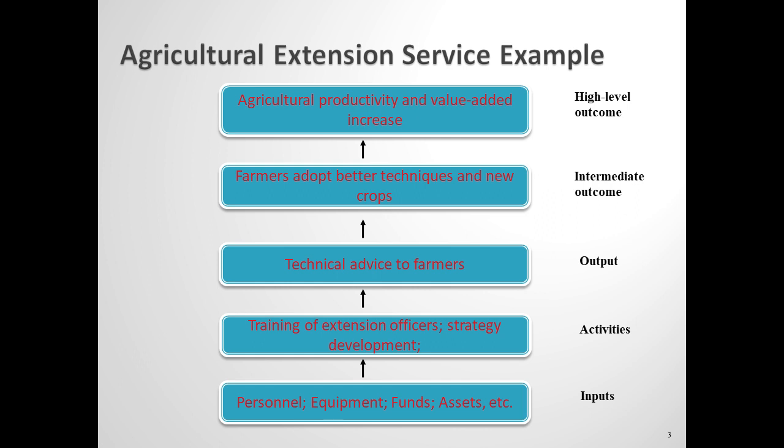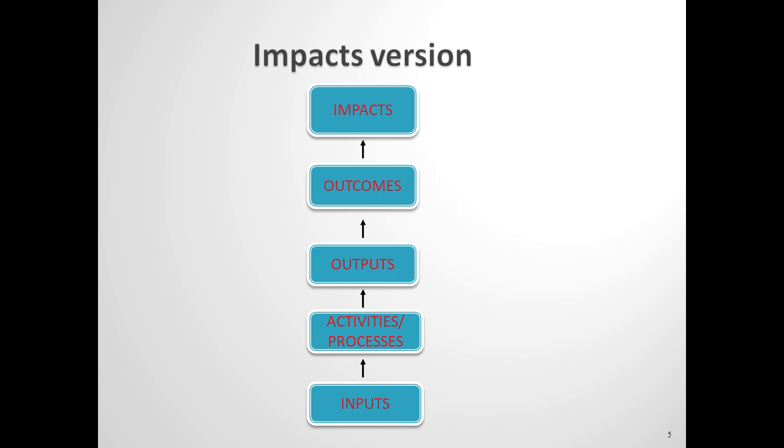Well, once we've delivered the output, namely the technical advice to farmers, then we expect to achieve outcomes. And the most immediate outcome is, of course, that farmers hopefully adopt better agricultural techniques, including, where appropriate, new crops. And as a consequence of achieving these intermediate outcomes, we hope to achieve the higher level outcomes of increased agricultural productivity and value added.